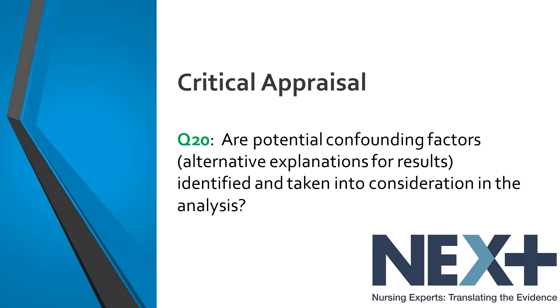Welcome back to the Next Appraisal Tool modules. In this module, we will be discussing question number 20. Are potential confounding factors identified and taken into consideration in the analysis? Authors will typically provide this type of information in the analysis or results section of an article.